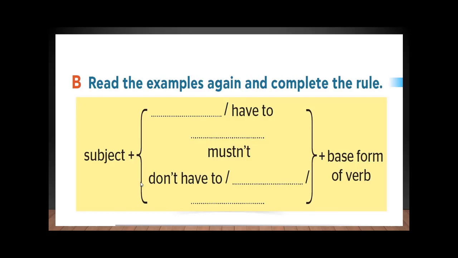To express necessity and obligation, we have, beside have to, we have must and need to. To express prohibition, we only have mustn't. And also to express lack of necessity, as we said before, we have 3 things to use. We have don't have to, we have don't need to, and we have needn't.